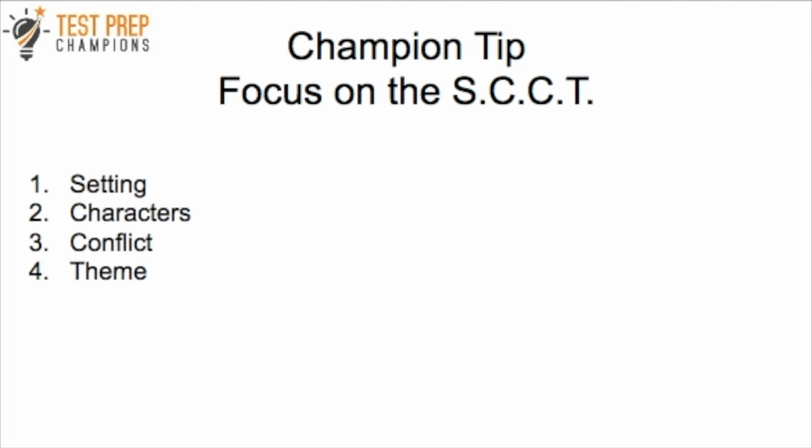But we've now talked about several elements here of what I like to call the SCCT method, which is setting, characters, conflict, and theme. And a good habit to get into, a good strategy when you're reading passages, is to ask yourself, what is the setting? And take note of the setting, and especially when the setting's changing, take note of who the characters are. The conflict is just kind of like the conflicts that the characters have with each other, or it could be with someone else, or it could be the character has a conflict against nature. And then the theme, like I said, is just that message that the writer wants you to understand.